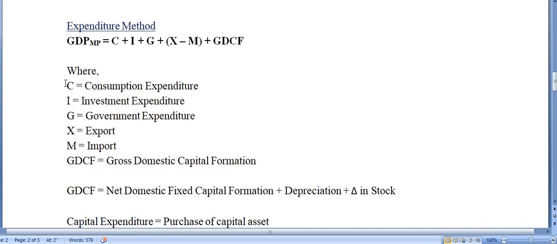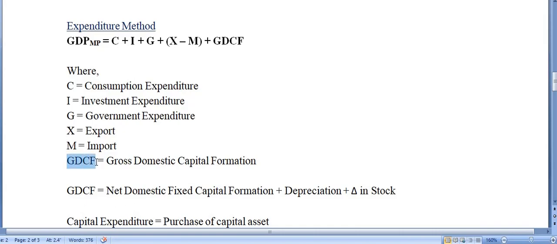Now G, government expenditure. The government also spends money. They also have to pay the salaries of their government employees, right? So that is government expenditure. The government constructs large dams, roads, and many other things. That is government expenditure. And X stands for export and M stands for import, so we are talking about net export. This figure can be both positive as well as negative. So it will be the net export, X minus M.